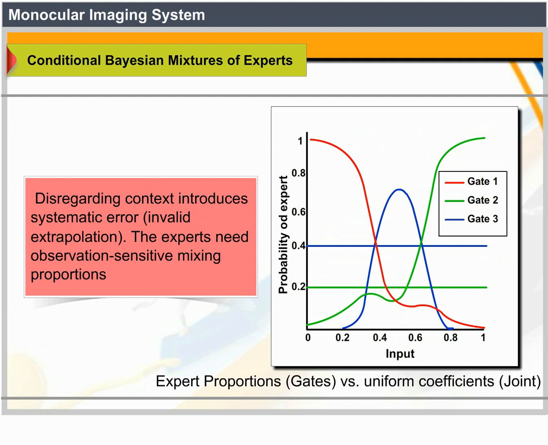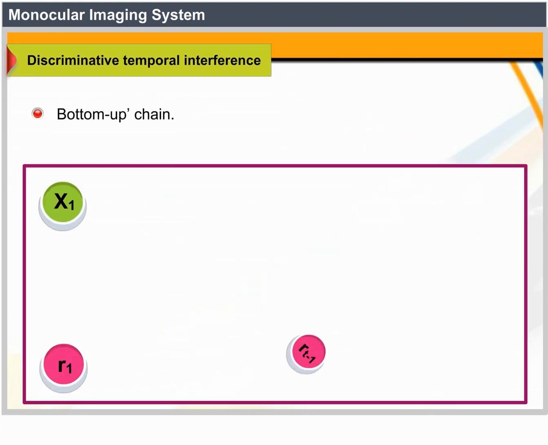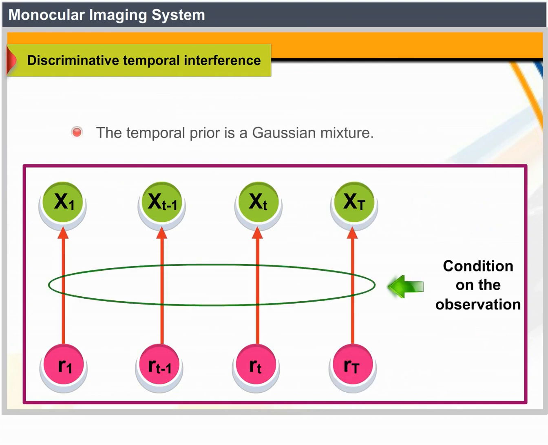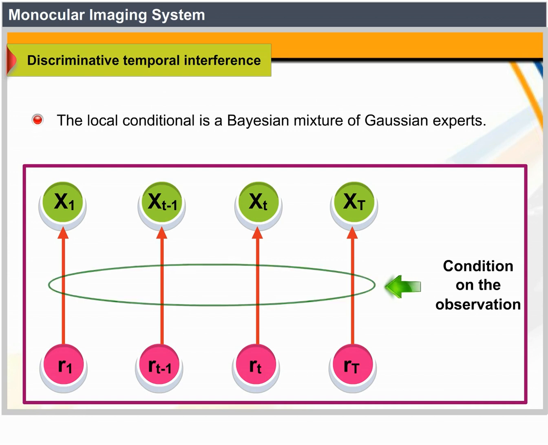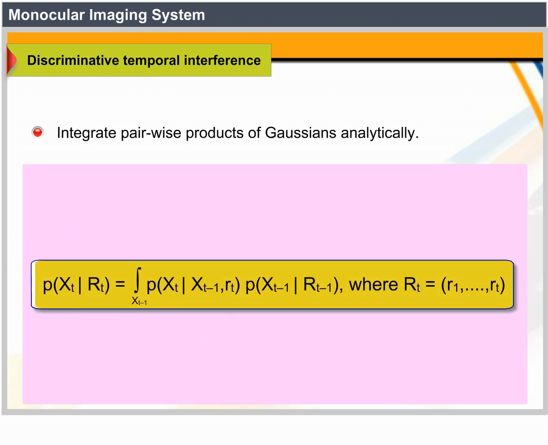Discriminative temporal inference. Bottom-up chain, condition on the observation. The temporal prior is a Gaussian mixture. The local conditional is a Bayesian mixture of Gaussian experts. Integrate pairwise products of Gaussians analytically, as shown in the following equation. Local conditional, temporal filtered prior.